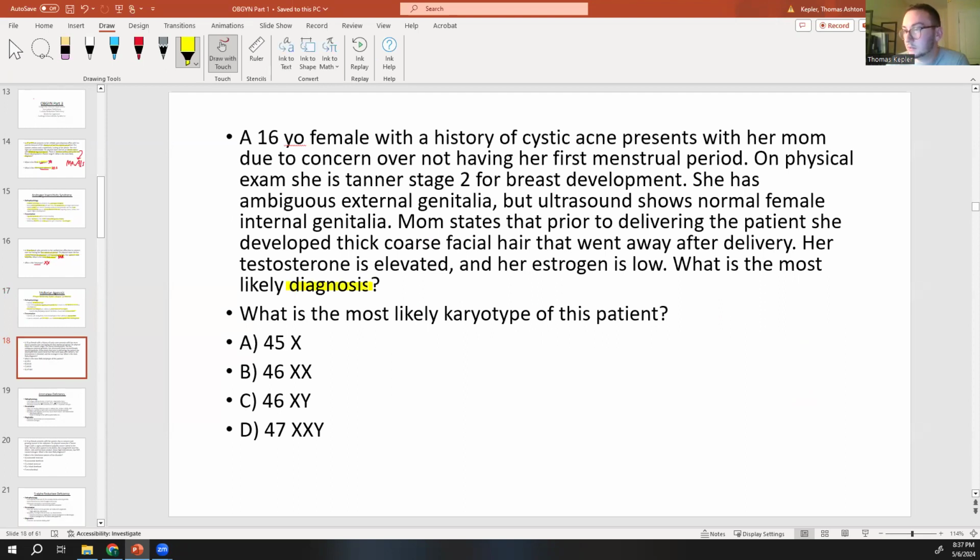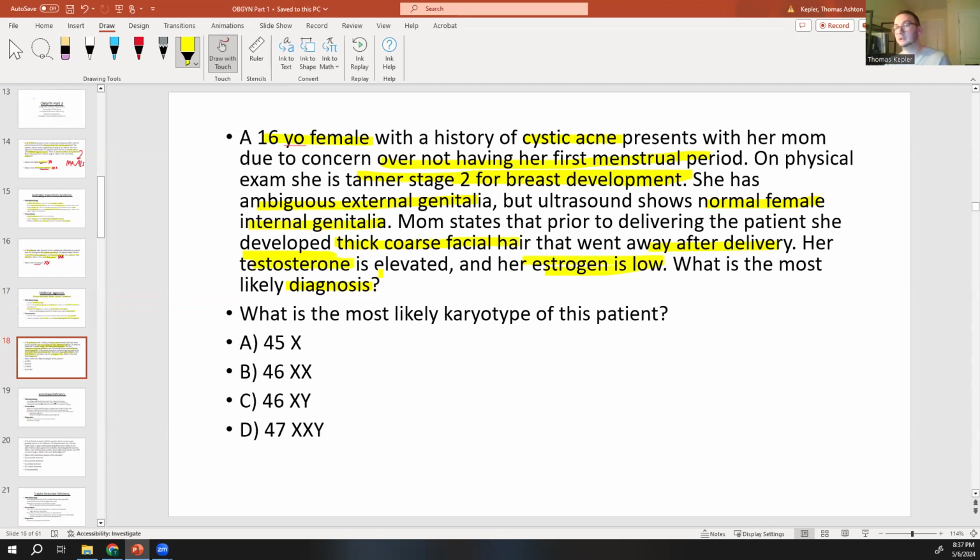All right, so we're asking most likely diagnosis. We have a 16-year-old female, cystic acne, comes in over concern of not having her first menstrual period. Again, common theme here. And she's Tanner stage 2 for breast development. So now we're having less breast development. And she also has ambiguous external genitalia, and her ultrasound shows normal female internal genitalia. So most of the problem that we are having here is we have ambiguous external genitalia. Mom also says that prior to delivering her, she had thick, coarse facial hair herself that went away after delivery. Get labs, and testosterone is elevated, and her estrogen is low.